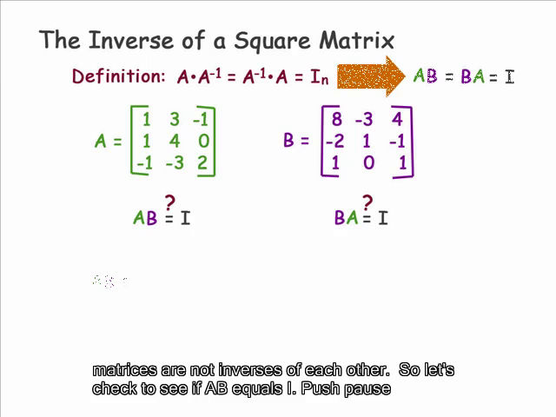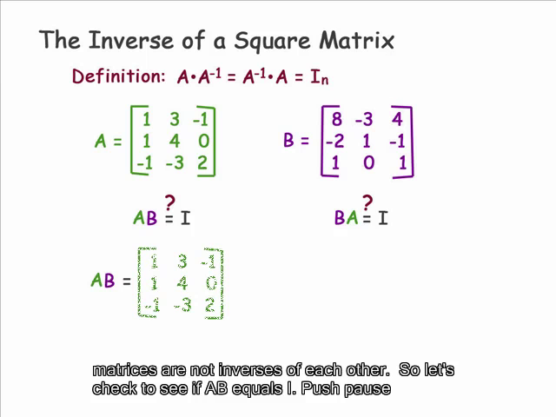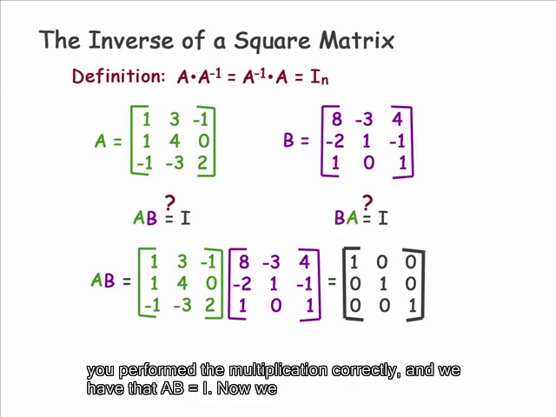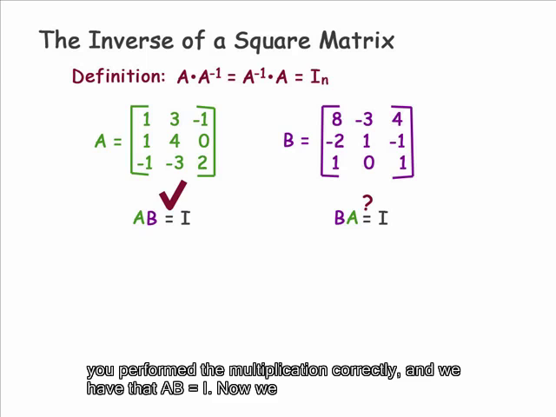So let's check to see if AB equals I. Push pause and multiply these matrices together. Well, did you get the identity matrix I? If so, you performed the multiplication correctly, and we have that AB equals I.